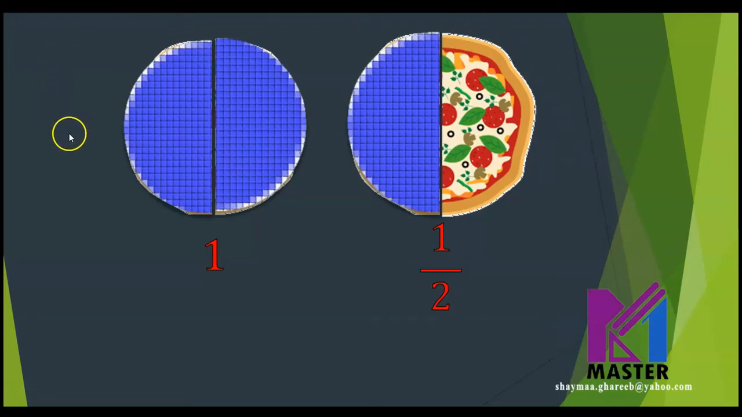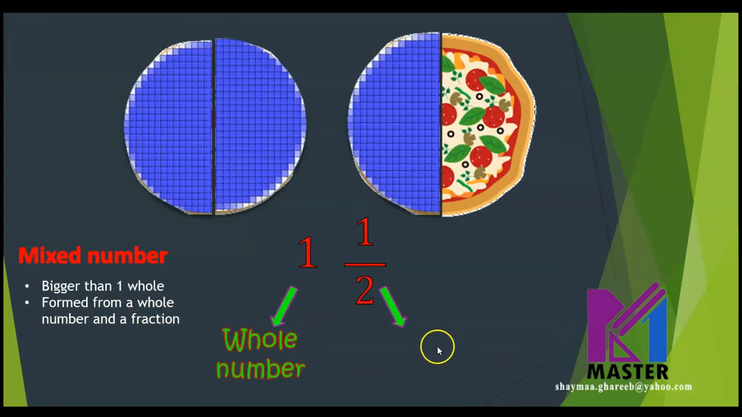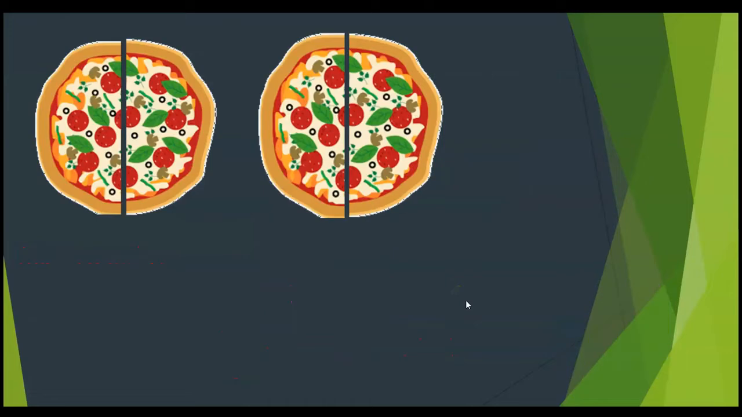So if I want to express all the shaded parts as a mixed number, we said before, mixed numbers are numbers that are greater than 1, and they are formed from a whole number and a fraction. So it will be like this, 1 and 1/2. So the shaded parts here are 1 whole and a half. And we call it a mixed number. And we said it's bigger than 1 whole, and formed from a whole number and a fraction. This is the whole number and this is the fraction part. Is this clear? Let's see examples.